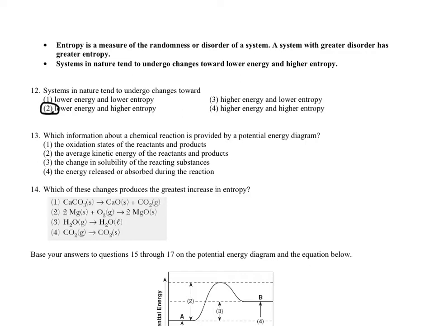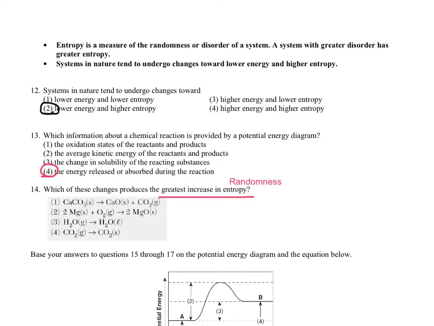Question number 13 basically just looks at what are the purposes of potential energy diagrams, and they're basically to show the overall change in energy in a reaction over the course of a chemical reaction. Question number 14 asks us to look for the greatest increase in entropy. Recall that entropy is randomness.